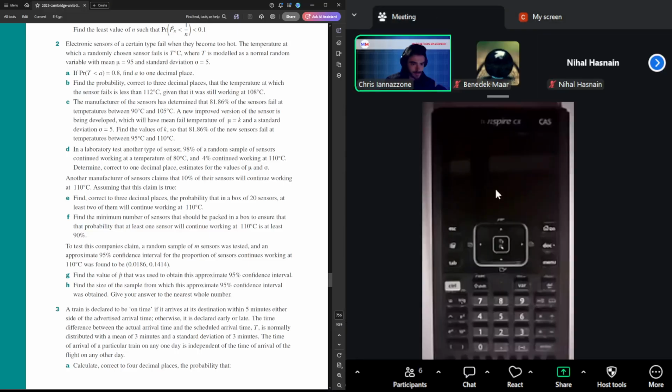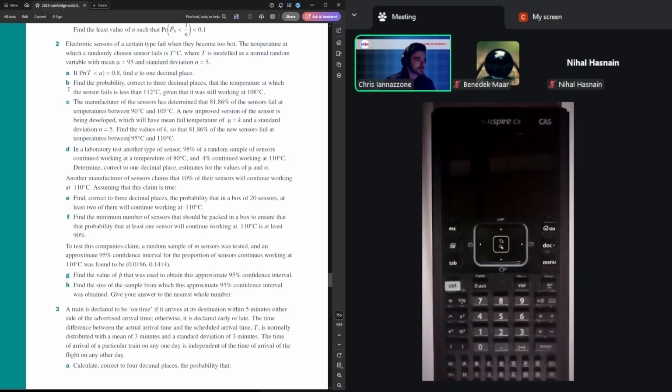But otherwise, okay, probability. Let's crack on with it. We've done all the content, so we're pretty much just going through now and doing all of the extended response questions so you can practice knowing when to use what. Starting with question 2 here.